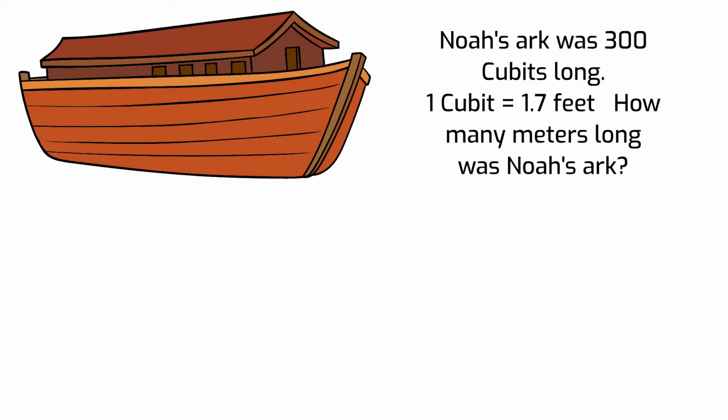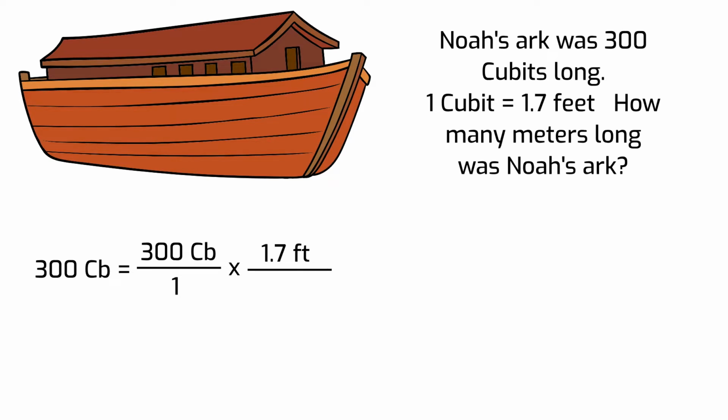First, we set up the problem, 300 cubits over 1, just like we've been doing. And then we're going to multiply by what we know, 1.7 feet is equal to 1 cubit. That allows us to cancel cubits in the first fraction and cubits in the denominator of the second fraction. Now we're going to move from feet to inches. So 12 inches is the same as 1 foot. We put the 1 foot in the denominator so we can cancel out the unit of measure feet.